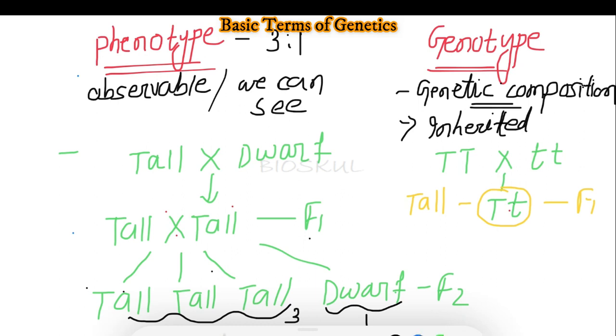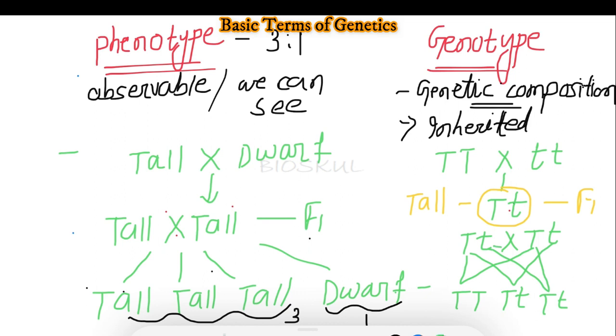This plant represents tall phenotypically, but its genetic composition is capital T small t in the F1 generation. Then in the F2 generation, when he crossed a similar type of plant, what did he get? He got capital T capital T, capital T small t, capital T small t, and small t small t. This is the F2 generation for the phenotypic character.